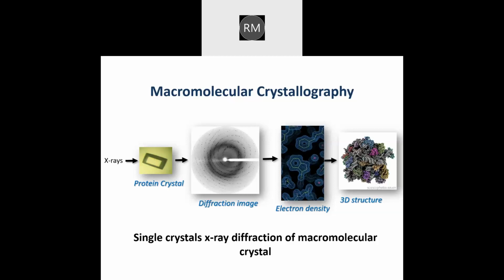For example, here the structure of ribosome, which has millions of atoms in it, can be computationally fitted, and you can get the structure of ribosome.